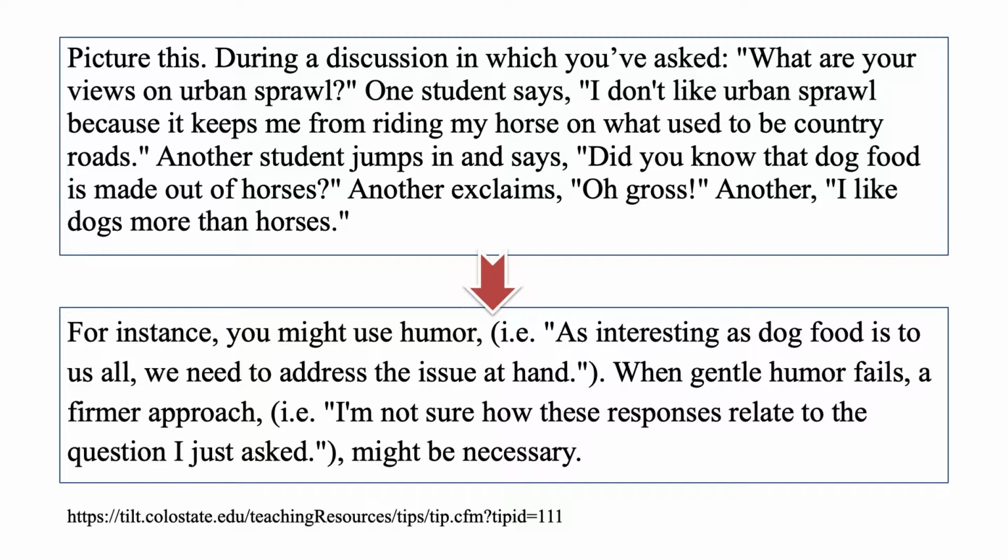The original discussion question was, what are your views on urban sprawl? However, one student says, I don't like urban sprawl because it keeps me from riding my horse on what used to be country road. Another student jumps in and says, did you know that dog food is made out of horse? Another claims, oh, gross. Another, I like dog more than horse.